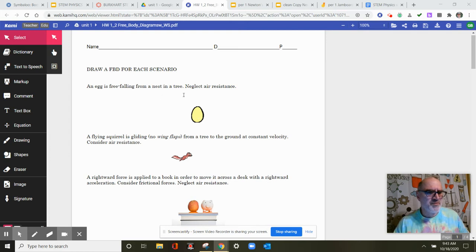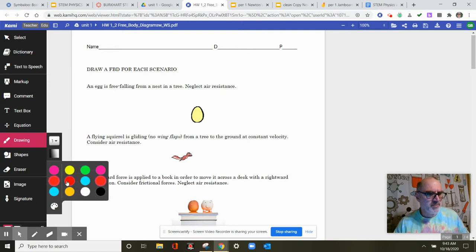So we have an egg that's free falling, neglecting air resistance. Remember, we have rules about drawing free body diagrams from our notes. We always draw an arrow. The force acting on the egg is down, and that's a force of gravity. If we're neglecting air resistance, remember in free fall, the only force acting on something falling is gravity. So you should draw an arrow down and label it force of gravity.